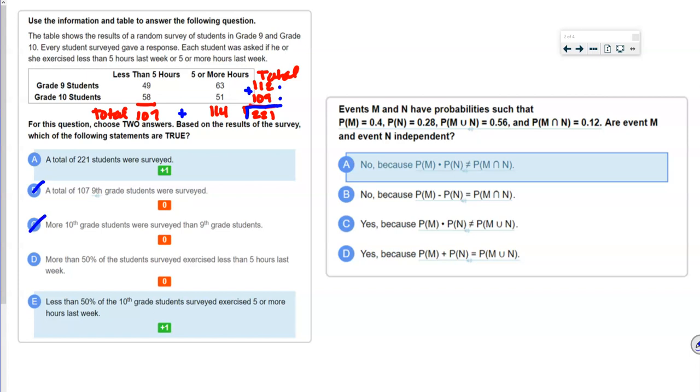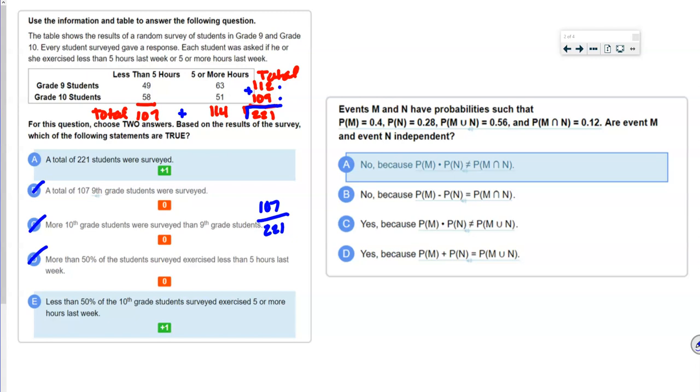More than 50% of the students surveyed exercised less than 5 hours last week. Less than 5 hours was 107. And if we were to divide 221 and do 107 over 221, that is less than 50%, not more than 50%, because half of 221 would be 110.5, right? So that's also not true.